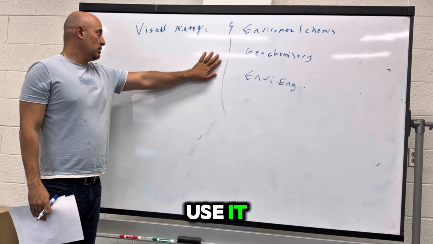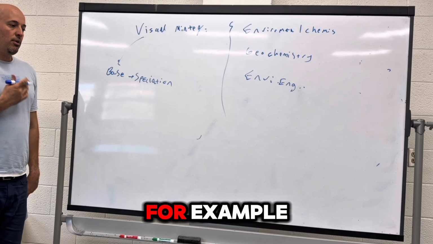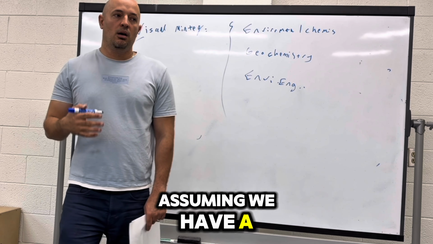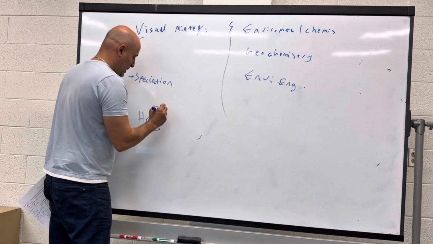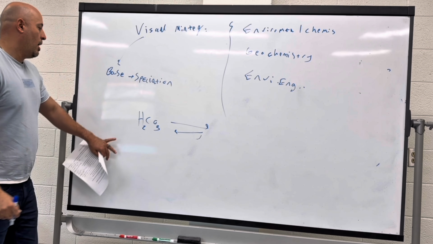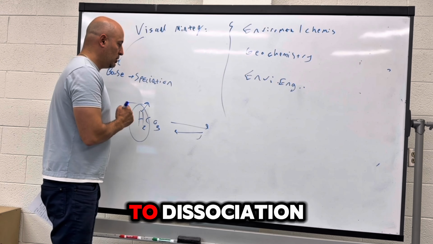So what's the base of this software? The base of this software is speciation, right? A speciation. So a speciation of what? For example, in aqueous space, we have a lot of different compounds. Assuming we have carbonic acid, H2CO3, right? Carbonic acid. We have two hydrogens, right? So this hydrogen is subject to dissociation.